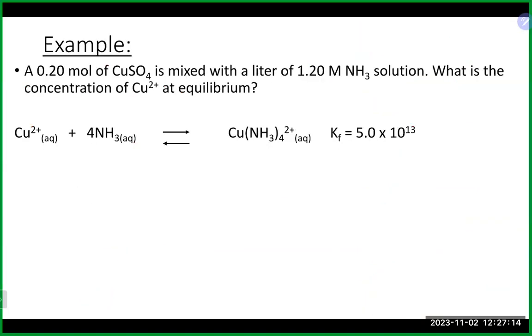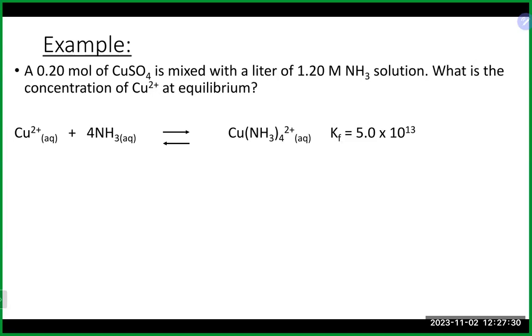Any questions on that there? All right, so let's take a look at a problem here together as to how we deal with these types of problems and some of the things that are a little bit different based on some of the things that we see with Kfs.